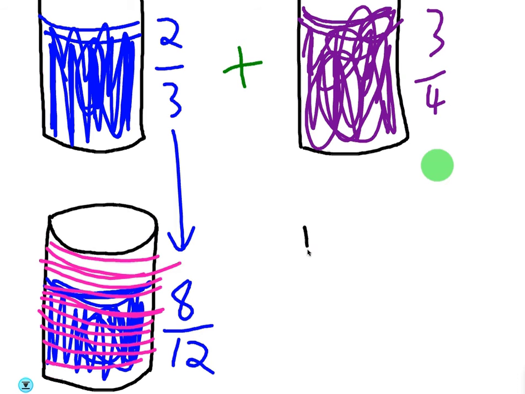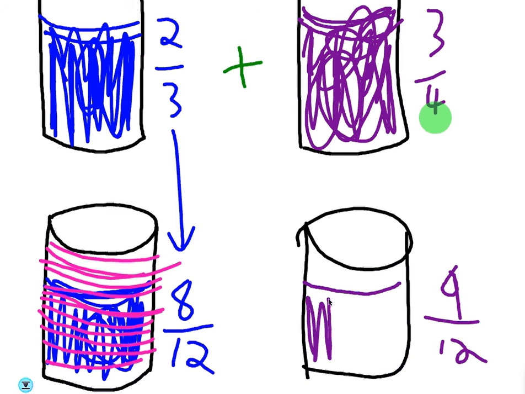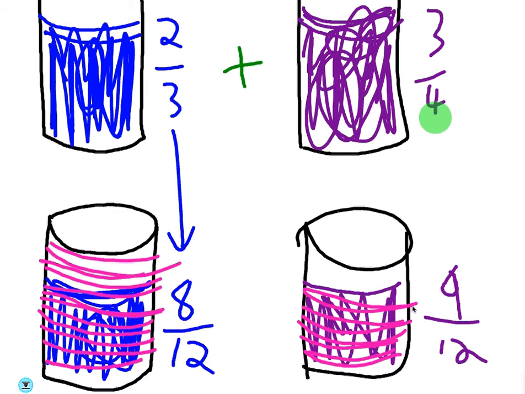In the same way for the other cup, we can divide it into 12s. What would 3/4 become in terms of 12? Yep, 9/12. So we'd have the same exact amount of purple slime, but it's just divided into 12s. 9/12 instead of 3/4. Again, I could divide that into 12 pieces. 1, 2, 3, 4, 5, 6, 7, 8, 9, 10, 11, 12.